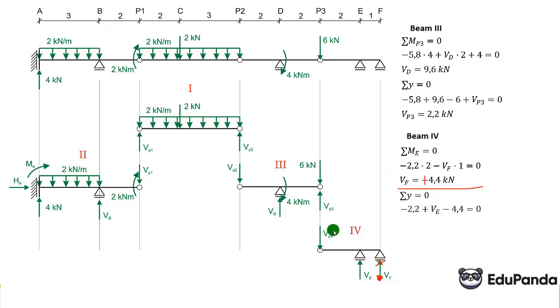The sum of projections on the y-axis equals 0. Minus VP3, which is minus 2.2, plus VE minus 4.4. From this, VE is 6.6 kN.